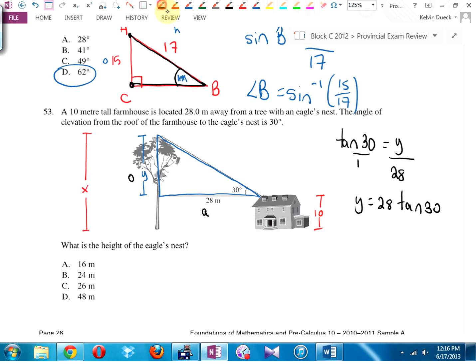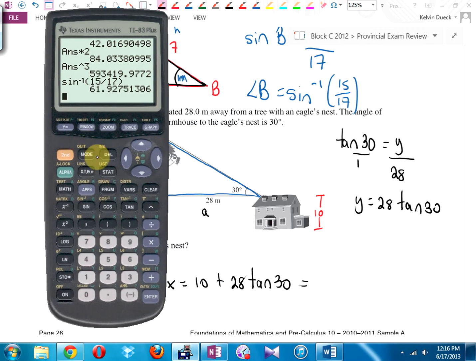You know what? I'm going to be really clever. Marcus, you told me that x was going to be 10 plus y. So it's going to be 10 plus 28 tan 30, because that's what y is. Well, I'm just going to type that into my calculator. I can do that. And that way I don't have to round off along the way. 10 plus 28 tan 30.